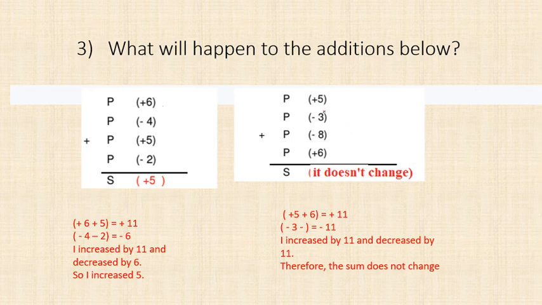Let's see the other example. I add 5, subtract 3, subtract 8, add 6. So the additions are 5 and 6. So 5 plus 6, it's 11. Then the subtractions, minus 3 minus 8, it is minus 11. So I increased 11 and then I decreased 11. So 11 minus 11 is 0. So the sum doesn't change, right?